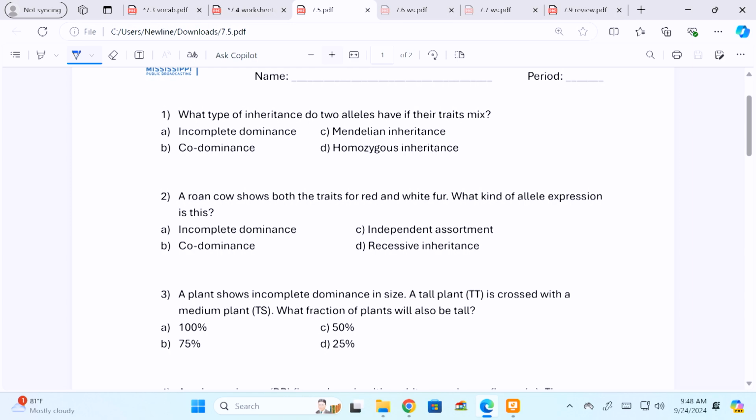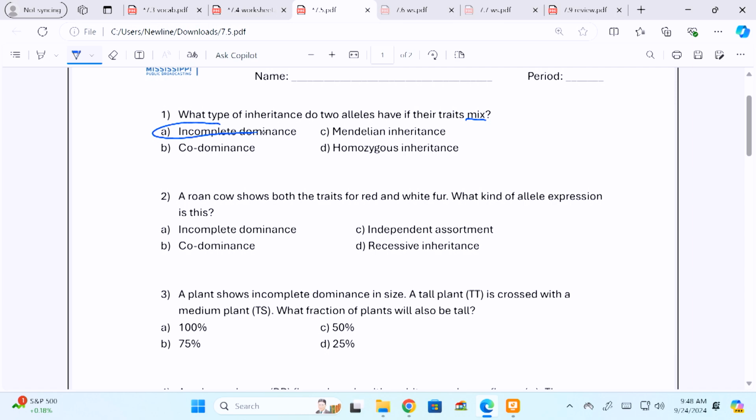So this is one of those key words that I want us to focus on. If traits are mixing, this would be like a pink flower, a red and a white coming together to make a pink. When the colors are mixing like that, that is an example of incomplete dominance. And my little cheat sheet, my little way to remember this: incomplete has a letter I in it and mix has a little letter I in it.